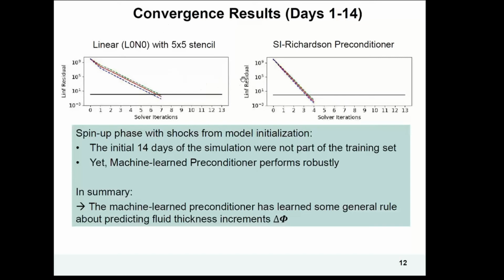So here's another convergence plot where we looked at simulation days 1 to 14, and these were not part of the training set at all. So we're looking at the spin-up phase where you potentially have shocks from model initialization. And even here, the linear regression model with the 5x5 stencil is acting as a good preconditioner. In summary, the machine learned preconditioner needs to have learned some general rule about predicting the fluid thickness increments delta phi.